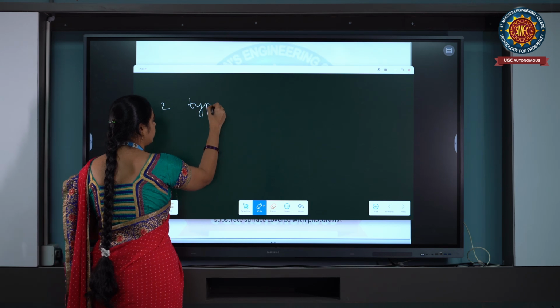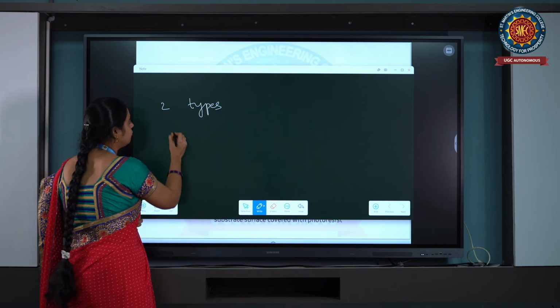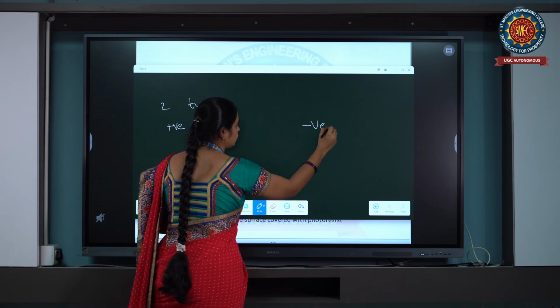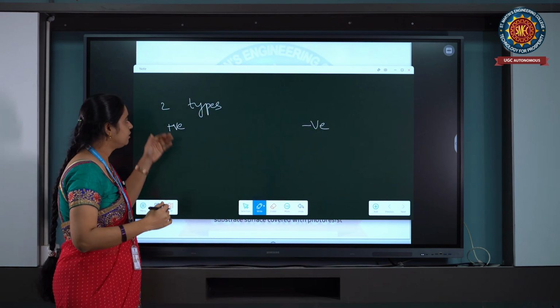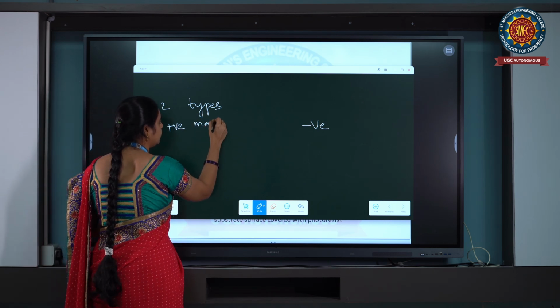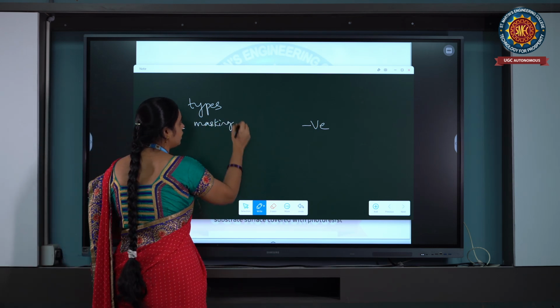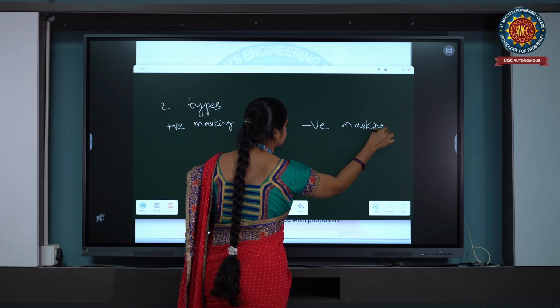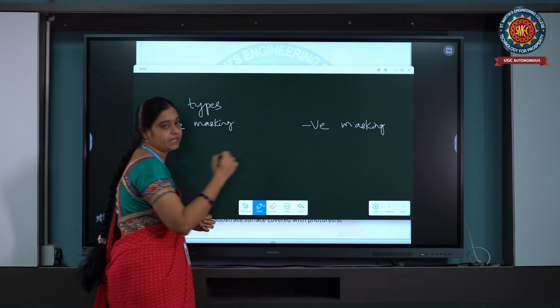What are the two different types of photoresist layer? We'll have a positive photoresist layer and a negative photoresist layer. Like that, in the further step, we will have positive masking, and in the next step, we can also have negative masking. We can consider either one of these maskings, positive masking or negative masking.